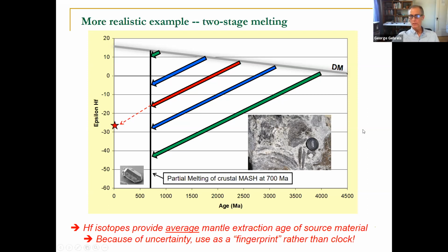And so that's why we say that the lutetium hafnium system is really not a chronometer. It's not really very powerful unless it's a juvenile system, one stage melting right from the mantle. It doesn't actually give you the time of mantle melting. What it does instead is it serves as a very useful fingerprint for that zircon crystal. And so that's how we use it commonly in the detrital world.